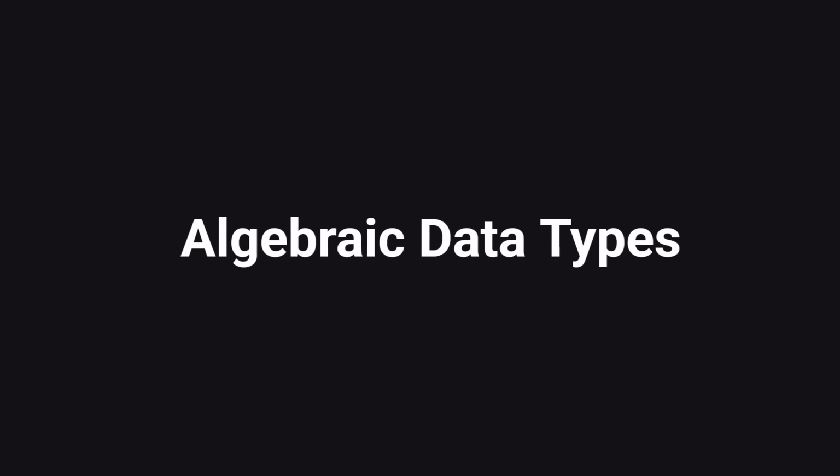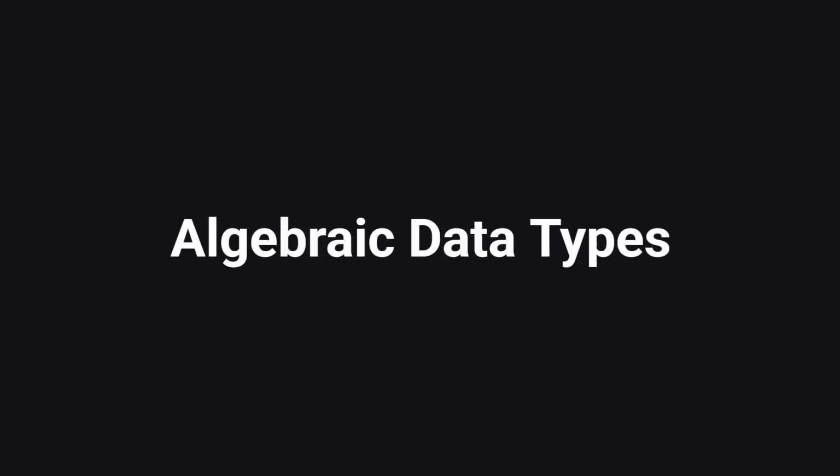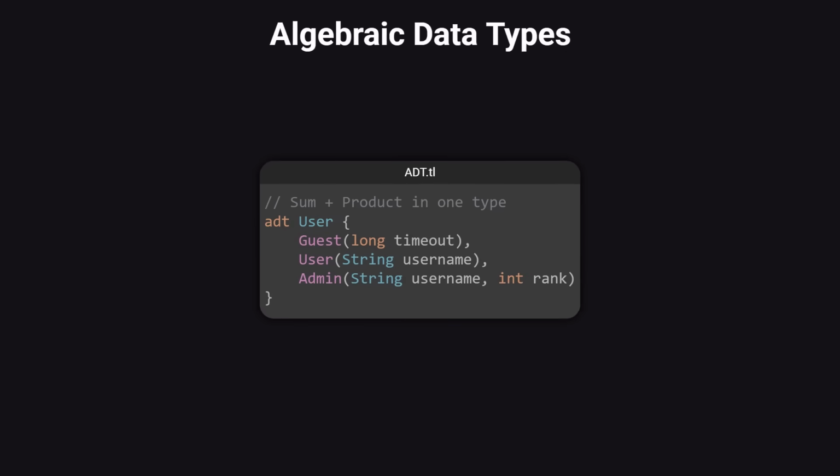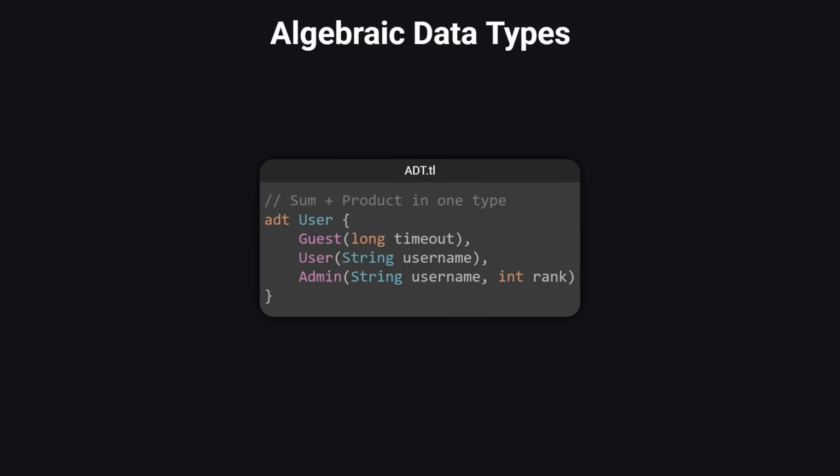Now, let's get into the more advanced stuff. First, I'll talk about ADTs. ADT stands for algebraic data type. As the name somewhat implies, it's a combination of sum and product types. If you've used Rust before, these are your enums.